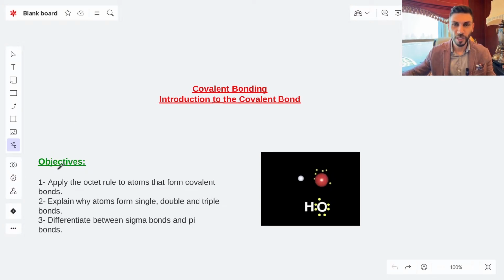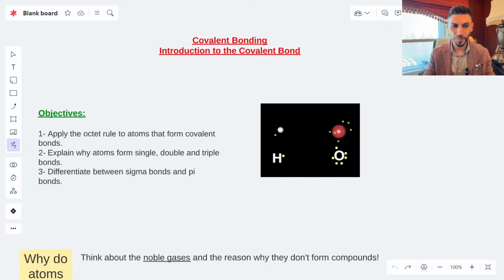Our objectives for today are to apply the octet rule to atoms that form covalent bonds, to explain why atoms form single, double, and triple bonds, as well as to differentiate between the sigma and the pi bonds. By the end of this lesson, you will be able to explain this image. So I recommend you go back to the beginning of the video and take a look at this image.